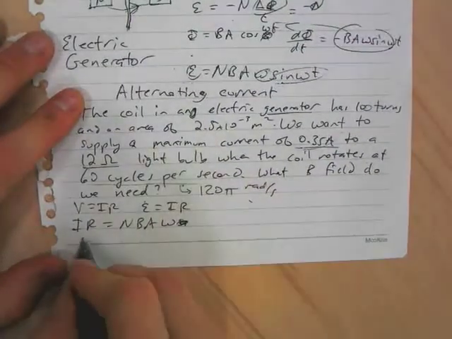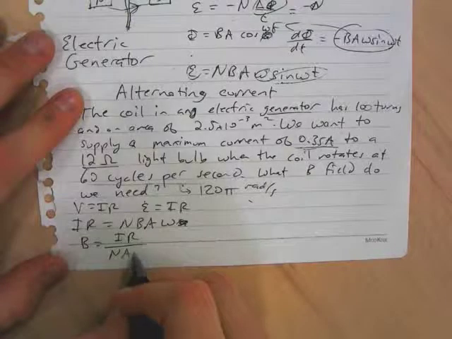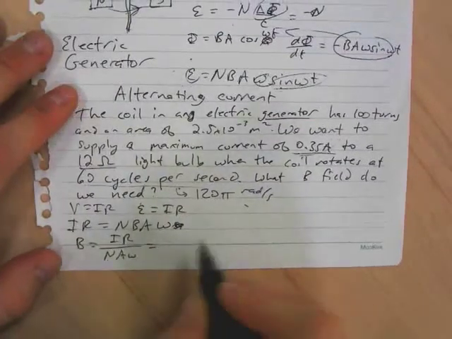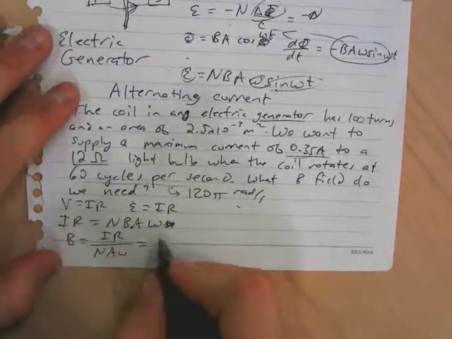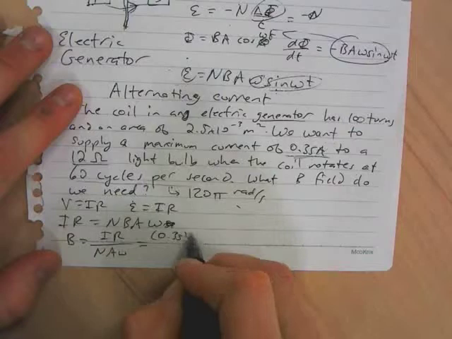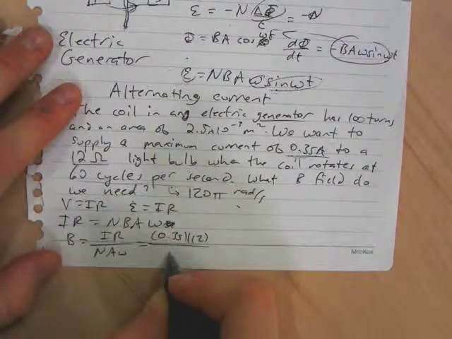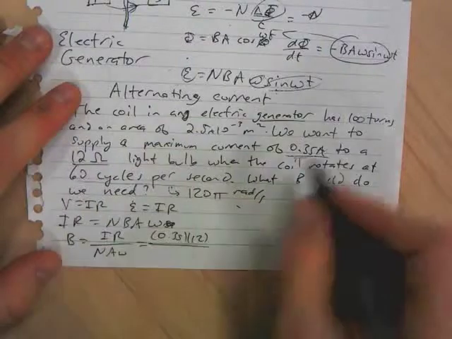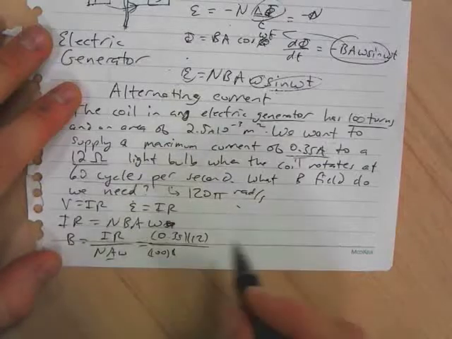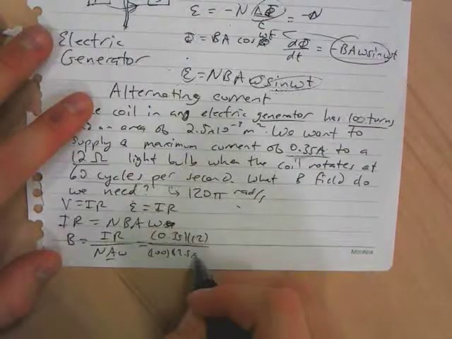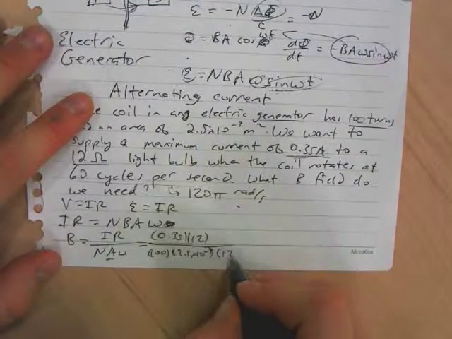So the B field is IR over nah, I don't want to do that. Get it? Nah means no. Okay. The current, 0.35 amps. Our resistance is 12 ohms. Number of turns, we have 100 turns. We have an area of 2.5 times 10 to the minus third. And our omega is 120 pi.